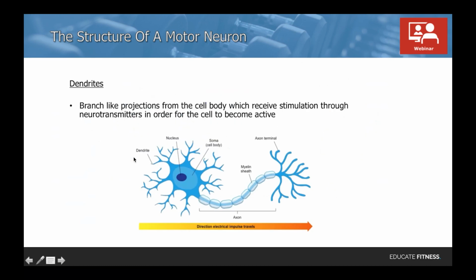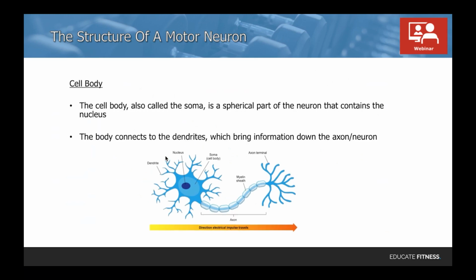So the dendrites, these are the tree-like branch projections out here from the cell body. So these dendrites are branch-like projections from the cell body. They receive stimulation through neurotransmitters in order for the cell to become active. We'll talk about that at the very end of this structure. Okay, so they're going to receive neurotransmitter in order to light up, wake up, in order to send that impulse all the way down the line.